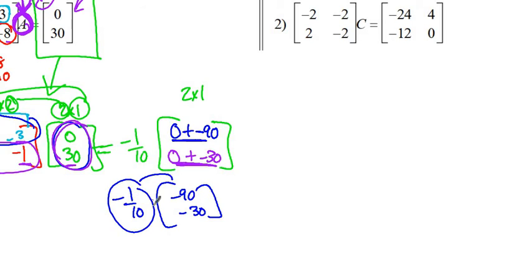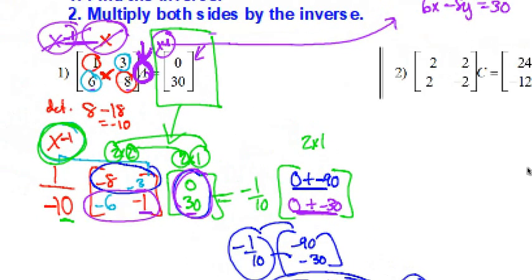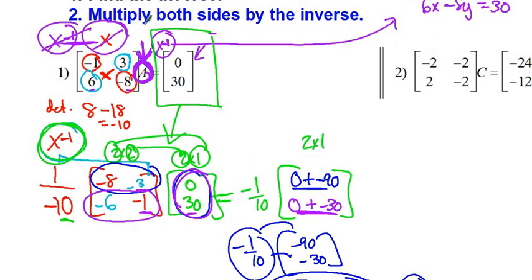Negative 1/10 gets distributed to both of those. And our final answer, negative 1/10 of negative 90 is 9. And negative 1/10 times negative 30 is 3. So that is the solution. That's matrix A that we were trying to find at the beginning. And if you want to test that out, 9, 3, you could very easily test it out. You could just plug in 9, 3 right there for A and multiply it by this matrix, and you would get 0, 30 when you check it.